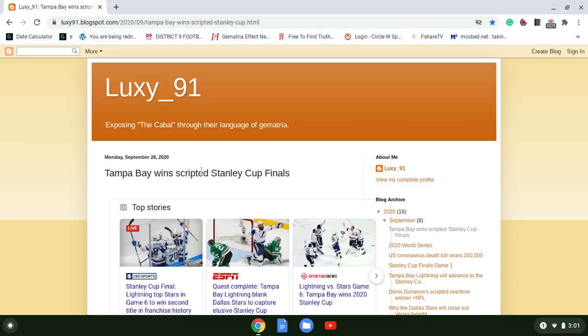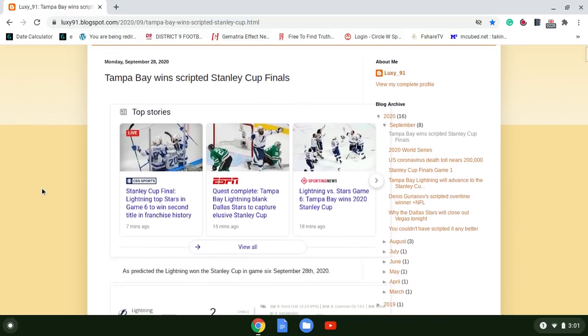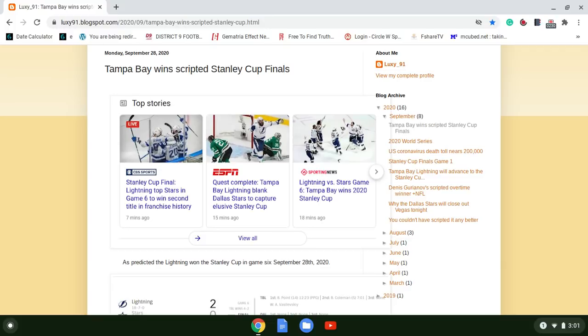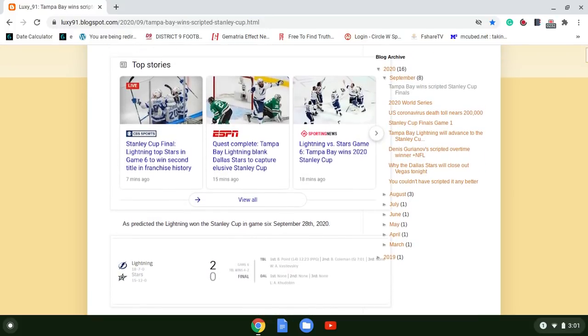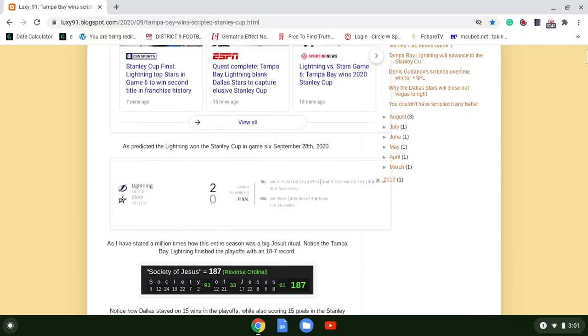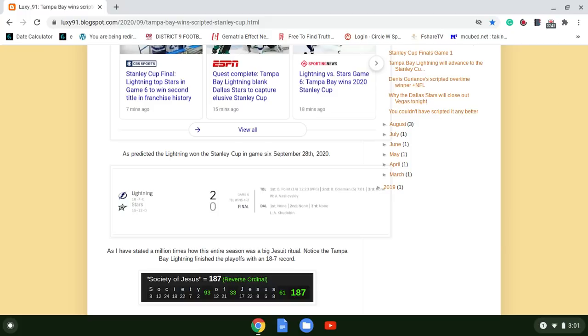The Tampa Bay Lightning, as I predicted, won the Stanley Cup in Game 6, September 28th, 2020, by a score of 2-0. And as I always talk about, it is the Jesuit order who controls the world of rigged sports. And the Lightning finished this year's playoffs with an 18-7 record, like Society of Jesus is 187. The Society of Jesus and the Jesuit order are the same group of people. They're just two different names for the same thing.